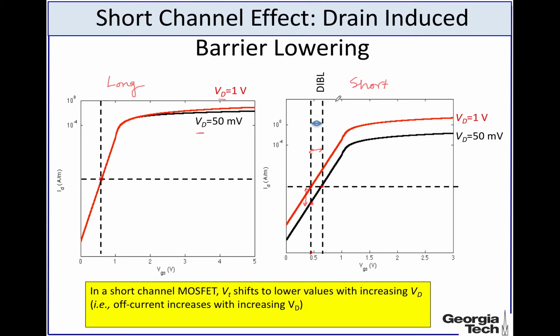So to summarize, in a short channel transistor, the off-state current increases as you increase the drain voltage, and this essentially shifts the threshold voltage to lower values for a higher value of drain voltage. On the other hand, for a long channel transistor, the off-state current is independent of drain voltage, so increasing the drain voltage does not increase the subthreshold current by any significant amount, and the threshold voltage is independent of the drain voltage.